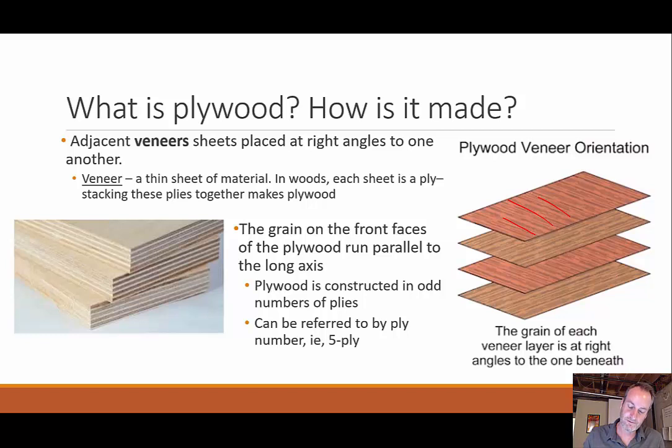So for instance, in this one, this wouldn't be a whole sheet of plywood, right? Because there has to be another veneer at the bottom that has all the grains going in the same direction. So we know which way the strong direction is on that plywood.